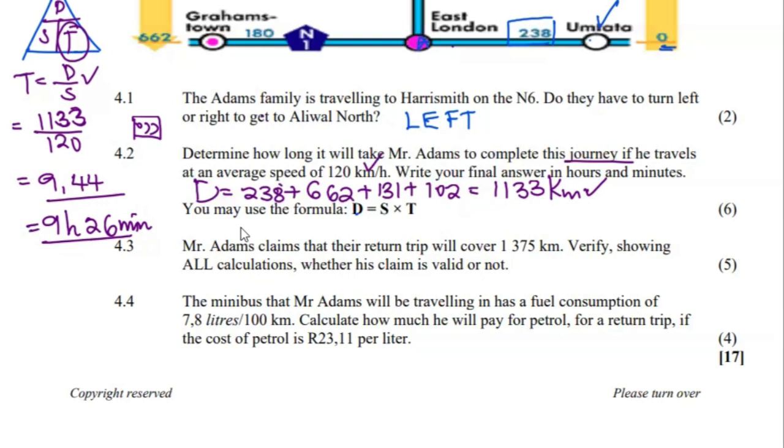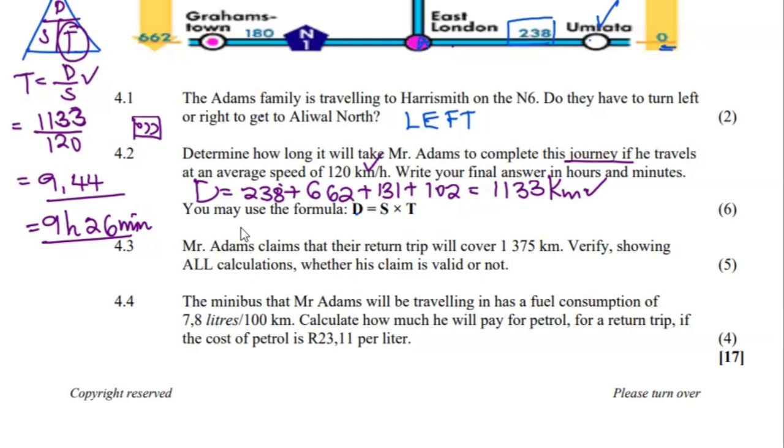Okay, we look at question number 4.3. Mr. Adams claims that their return trip will cover a distance of 1,375 kilometers.